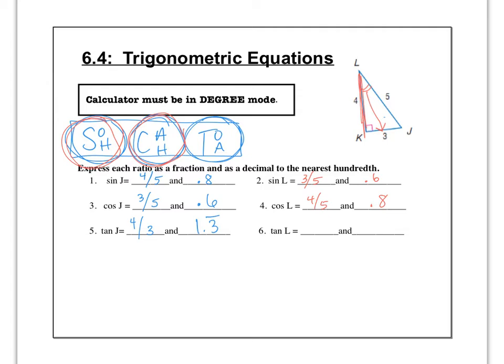And then lastly, tangent of L. Tangent is opposite over adjacent. So opposite of L is 3. Adjacent to L is 4. That is 0.75.